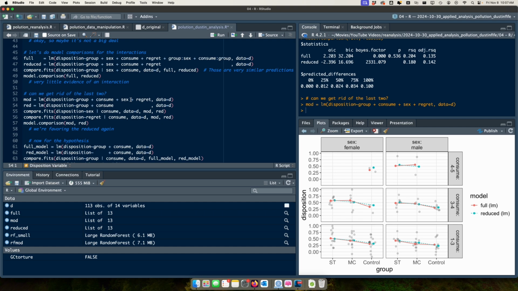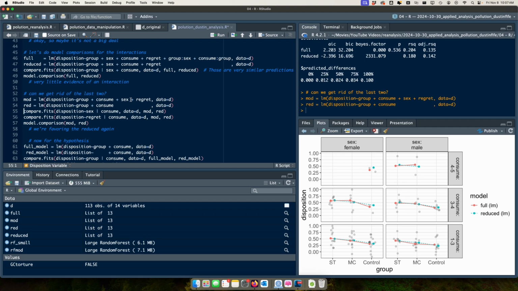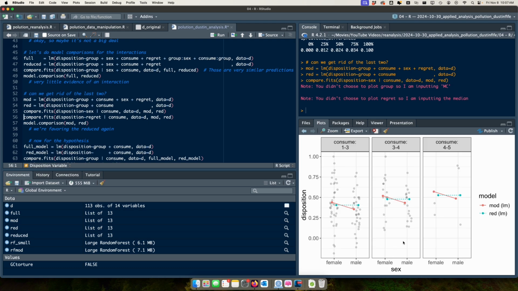I'm going to do a model comparison now and see if I can get rid of those last two. And if I do a compare.fits with sex on the x-axis, we do see differences, slightly bigger than we saw in the last one. And by the way, the reduced model is going to be flat because the reduced model does not have sex in it. And so even though at least right here, it looks like a slightly positive slope, it's not. It's totally flat. But still, we don't see massive differences between the two models. So to me, that suggests that sex isn't that important of a predictor.